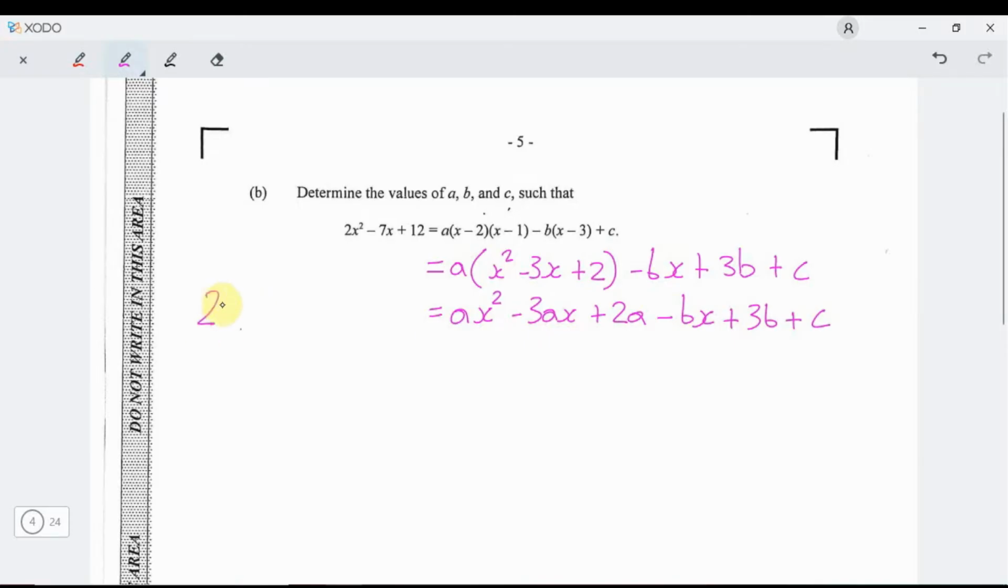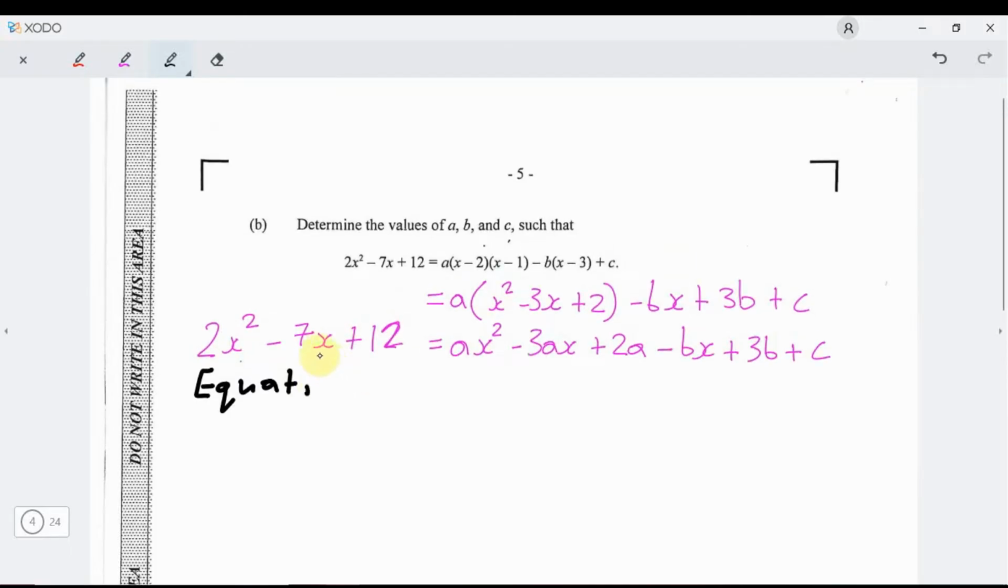Remember, this is equal to 2x squared minus 7x plus 12. Now, in order for the equation to be true, we know that we can equate coefficients. Let's write that. So, equating coefficients.